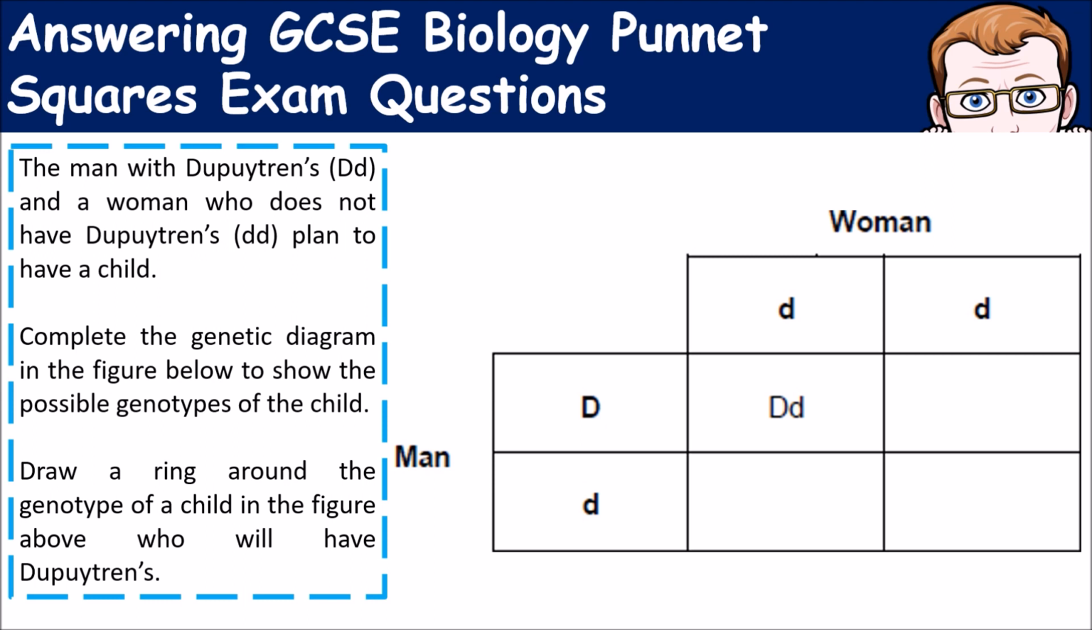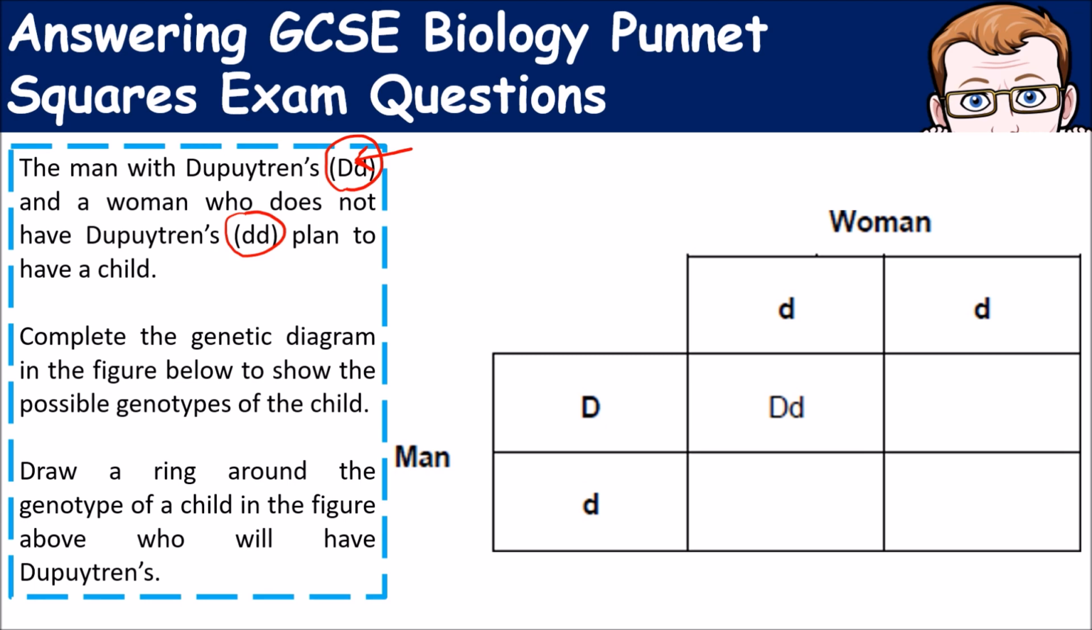If we now look at some questions that involve this. In this one, a man with Dupuytren's and a woman who does not have Dupuytren's, so that's going to be some sort of genetic disease. The Dupuytren's man has the chromosomes big D, little d, so he's got one dominant gene, and the woman who does not have Dupuytren's has two recessive genes. So to start off with, we know that Dupuytren's must be caused by a dominant gene, because where there's two recessive genes, the woman does not have it.